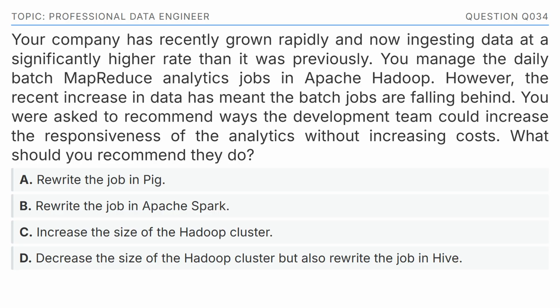The options are: Option A, rewrite the job in Pig. Option B, rewrite the job in Apache Spark. Option C, increase the size of the Hadoop cluster. Option D, decrease the size of the Hadoop cluster but also rewrite the job in Hive.